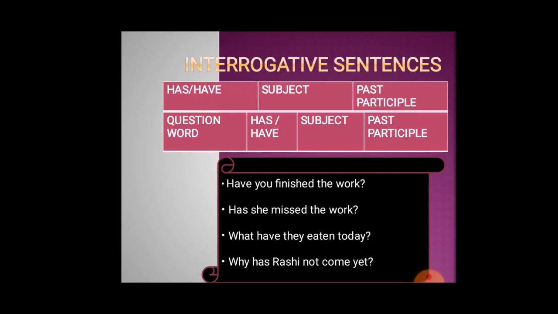Now let's see the second kind of question, which begins with a question word. Here the question word comes first, then has or have, then the subject and then the past participle or third form. For example, what have they eaten today? Why has Rashi not come yet?